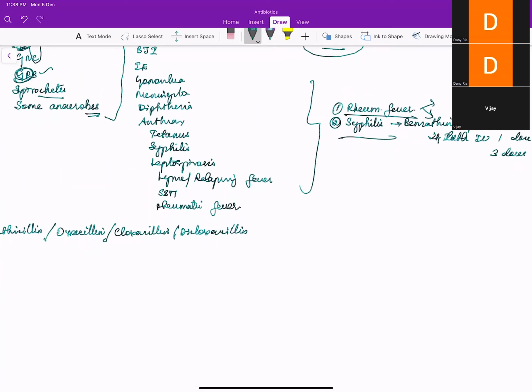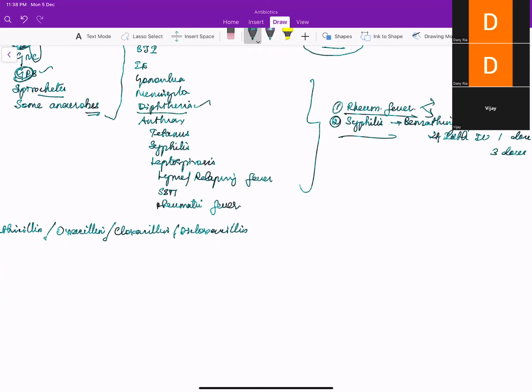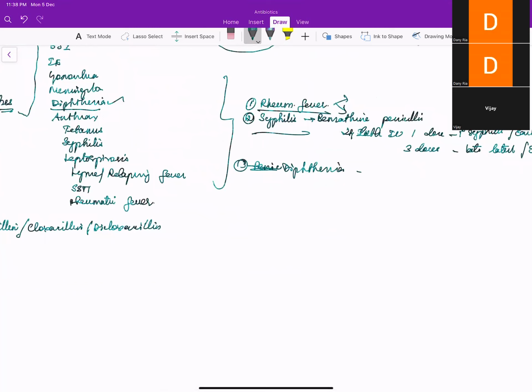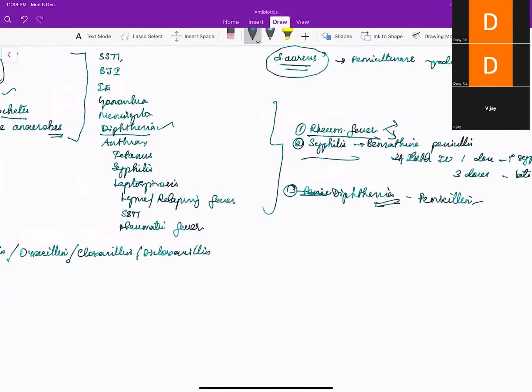When the diphtheria epidemic came, for them also we gave penicillin only. Injectable penicillin, we gave procaine penicillin. I'm not sure of the dose; I think it is 10 lakh international units. In the 2019 diphtheria epidemic, we gave penicillin as the drug of choice. Some tetanus cases I have seen during my PG, for those also we gave procaine penicillin.